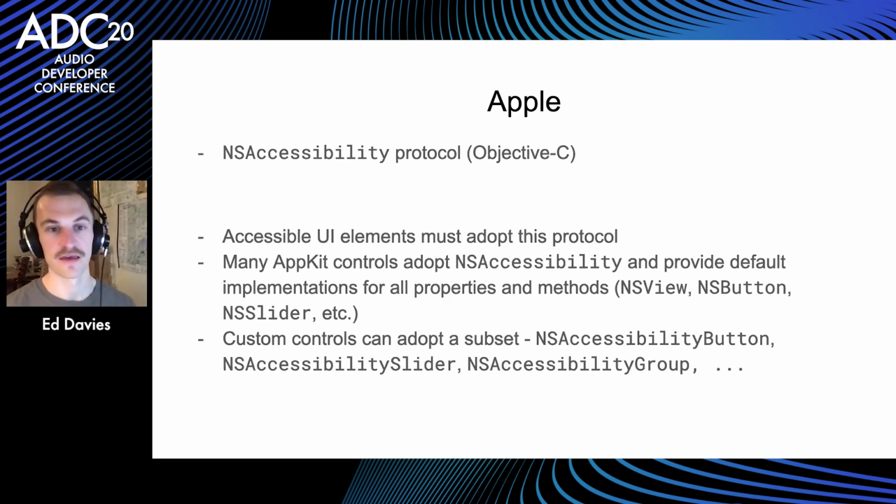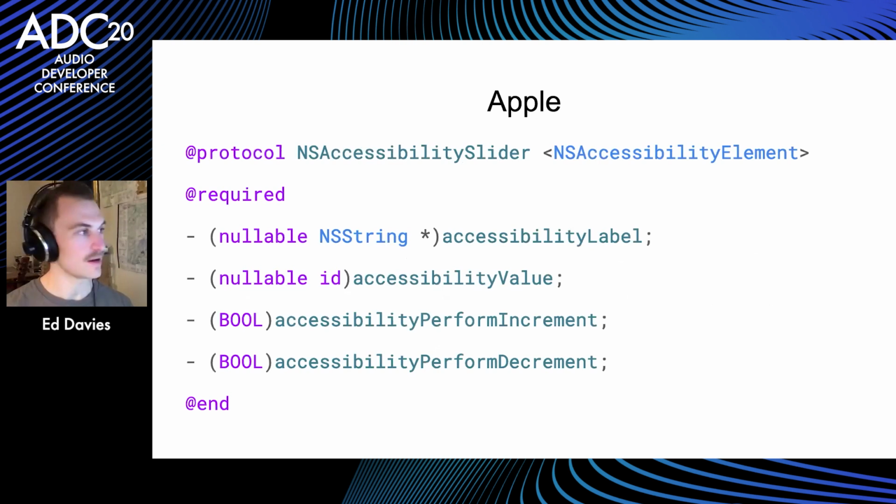So this is things like NSView, NSButton, NSSlider, and so on. But any custom controls can then adopt, instead of adopting the full base protocol, which is quite large, a subset of this protocol that is specified for its role. So there's protocols like NSAccessibilityButton, Slider, Group, and so on. And they're much shorter. So if we take the NSAccessibilitySlider protocol, for example, this is the entire protocol.